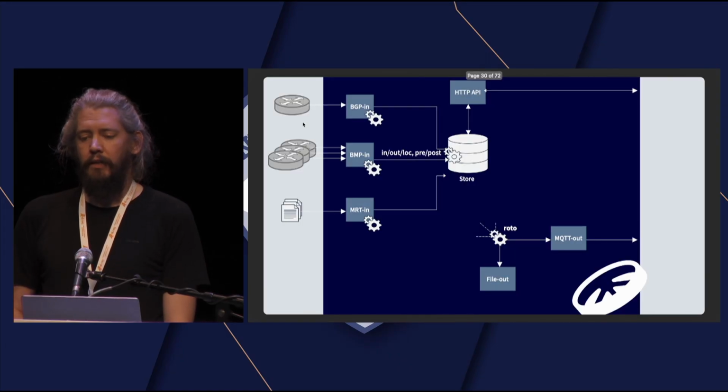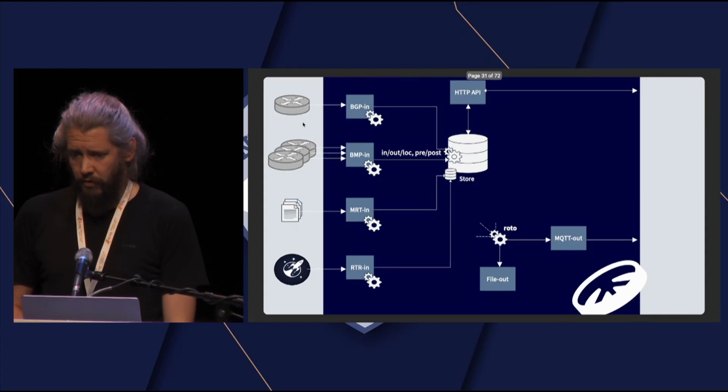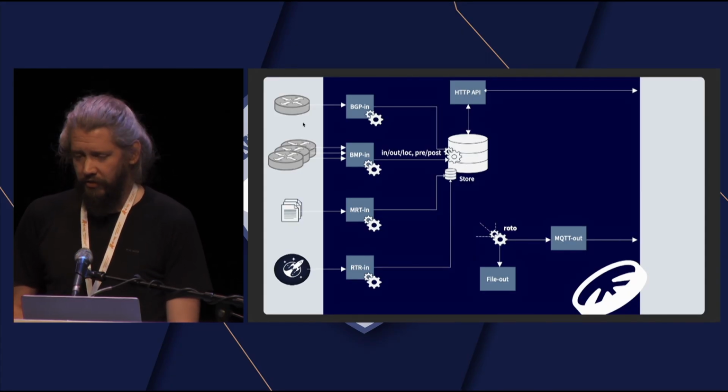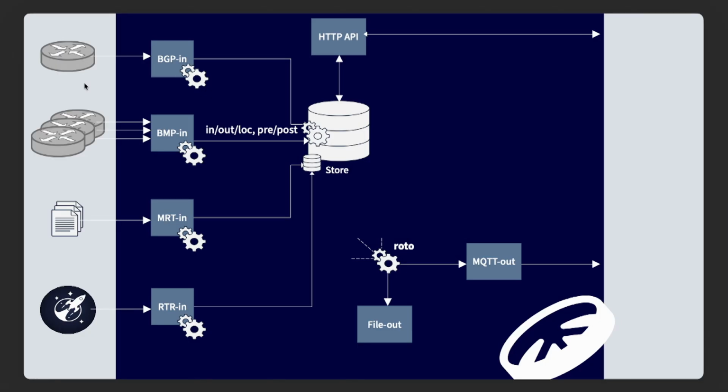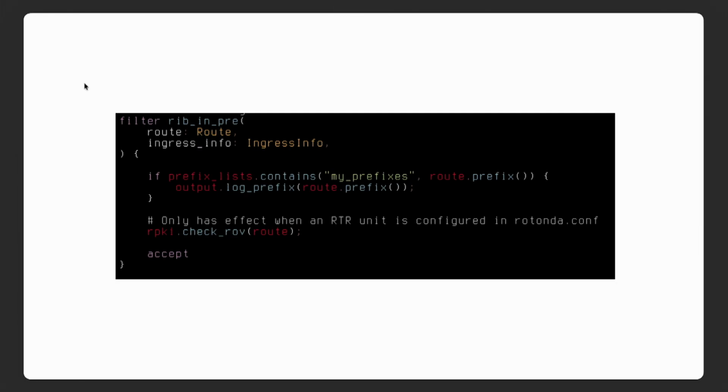Now, this is where the fun starts. We also have an RTR in component, right? Because we need this RPKI information to be fed into Rotonda. And if you look closely, you see that there's multiple new cogs here. One is near the RIB. Because when you have an RTR component configured, now, when you look at the individual route, you can call check ROV on your route. And now we can do route origin validation on every route that comes in.